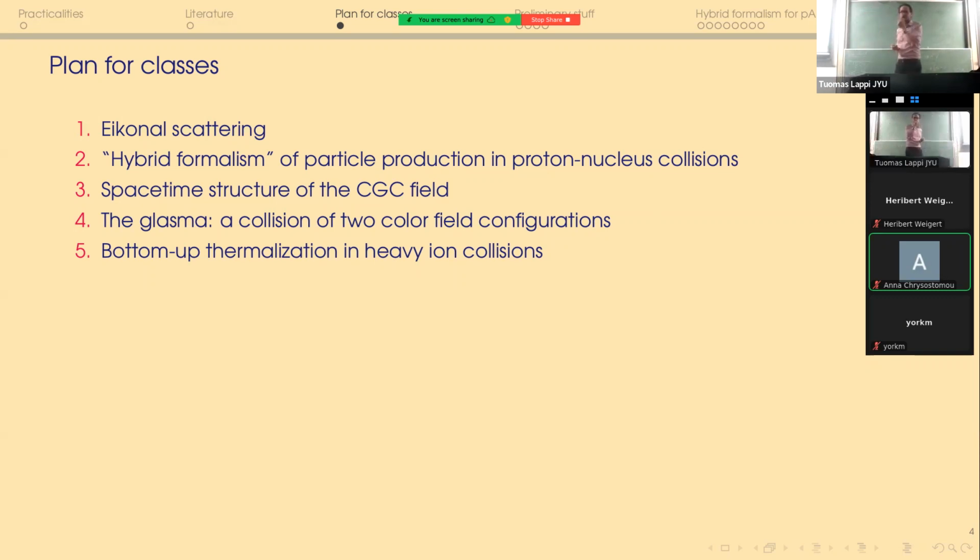Eikonal vertex, and an eikonal vertex is the following: you have some diagram like this. I have a high energy particle, any particle: quark, gluon, lepton, electron, whatever. It could be a scalar, a fermion, a gauge boson, or a gluon itself. It comes in and then interacts with a gluon field.